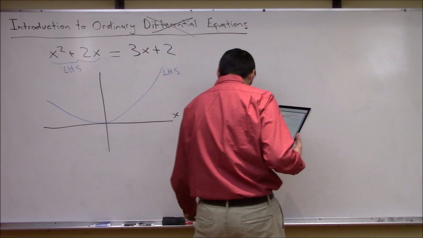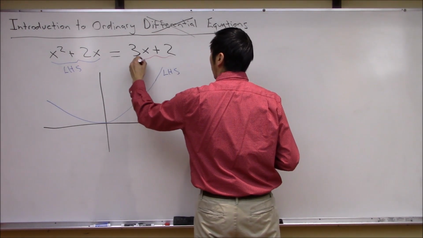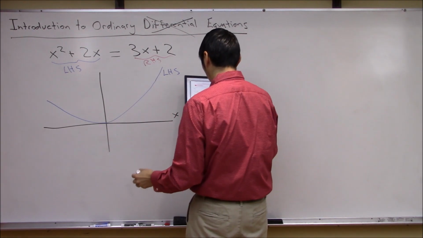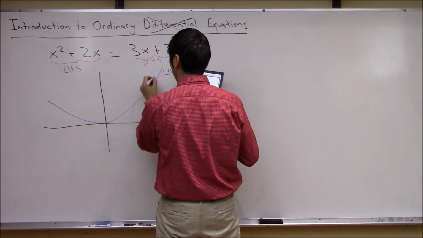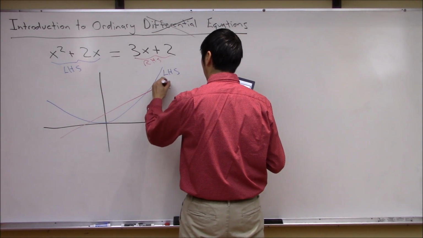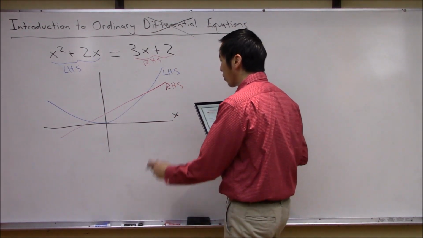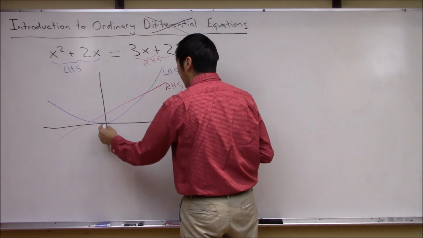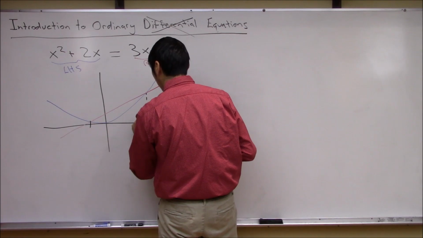And then in another color, how about red, let's make the right-hand side another plot. If you plot this thing out, it's just a line. So red is the right-hand side. What we're doing in this equation, again, is looking for the value of x where the left-hand side equals the right-hand side. And you can graphically pick that off here and here.